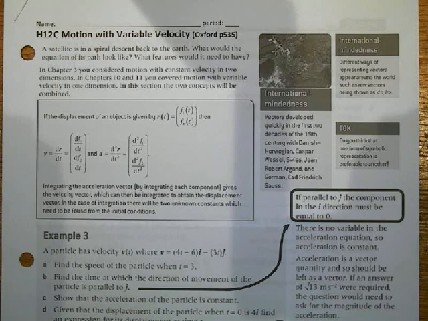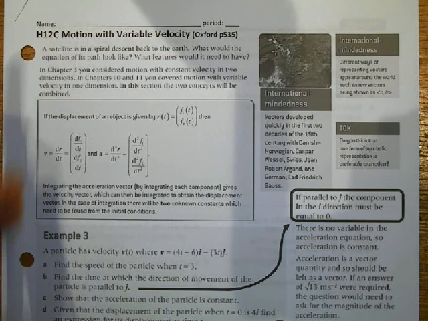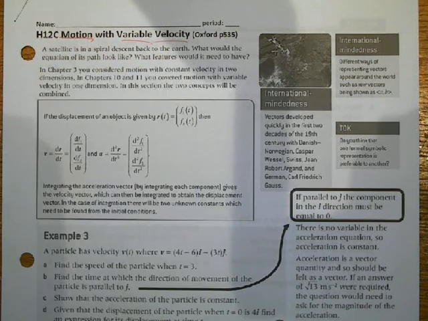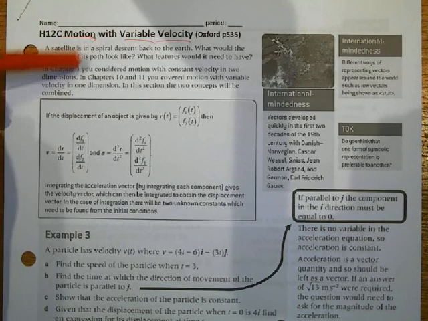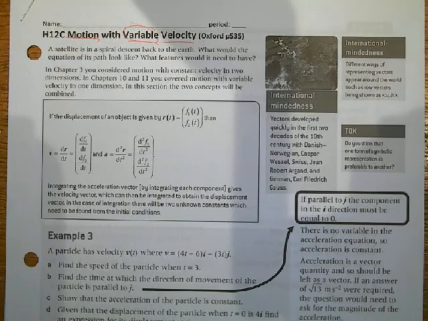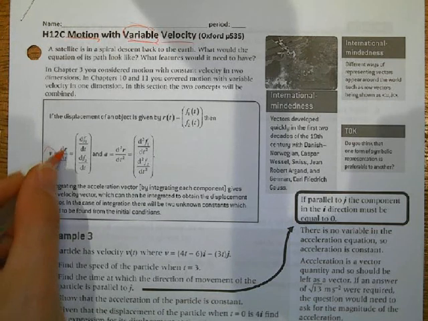All right, we're going to do chapter 12C, motion with variable velocity. Okay, so we use vectors to describe motion, right? But what if the motion doesn't have the same speed? So, like, what if there's a change in velocity?